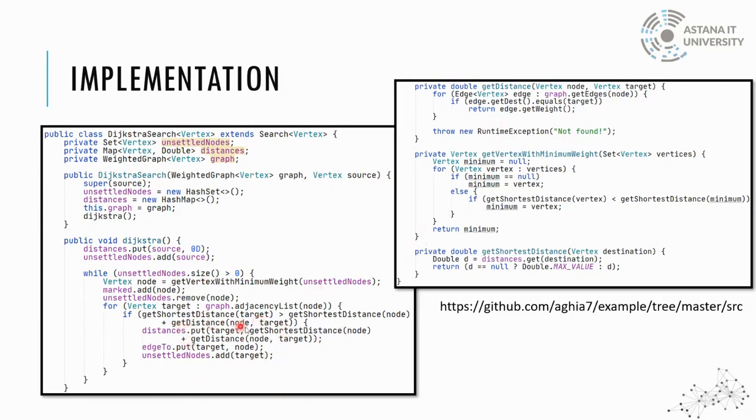By the way, this method get distance from node to target, what it's doing, it just takes the graph.getEdges for the node, the getEdges method. I will show you that in my GitHub. You can look at it. So that returns the list of edge vertex, enumerable edge vertex to be exact, I guess. Or it's iterable. Yeah, I think it's iterable. No matter. If you see that the edge's get dest method equals target, then I return its weight.